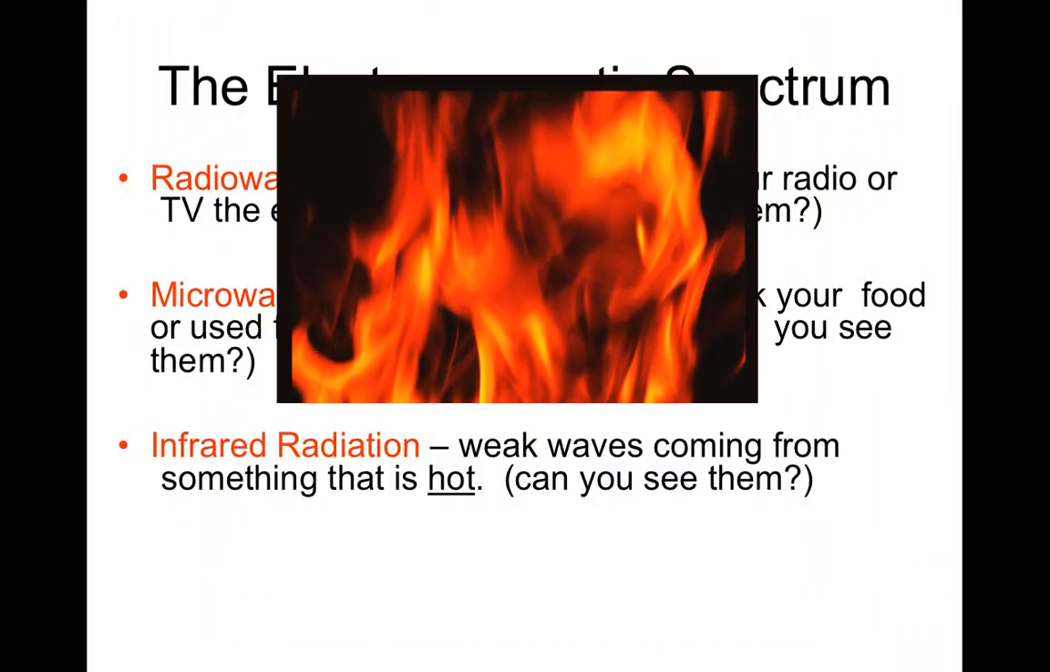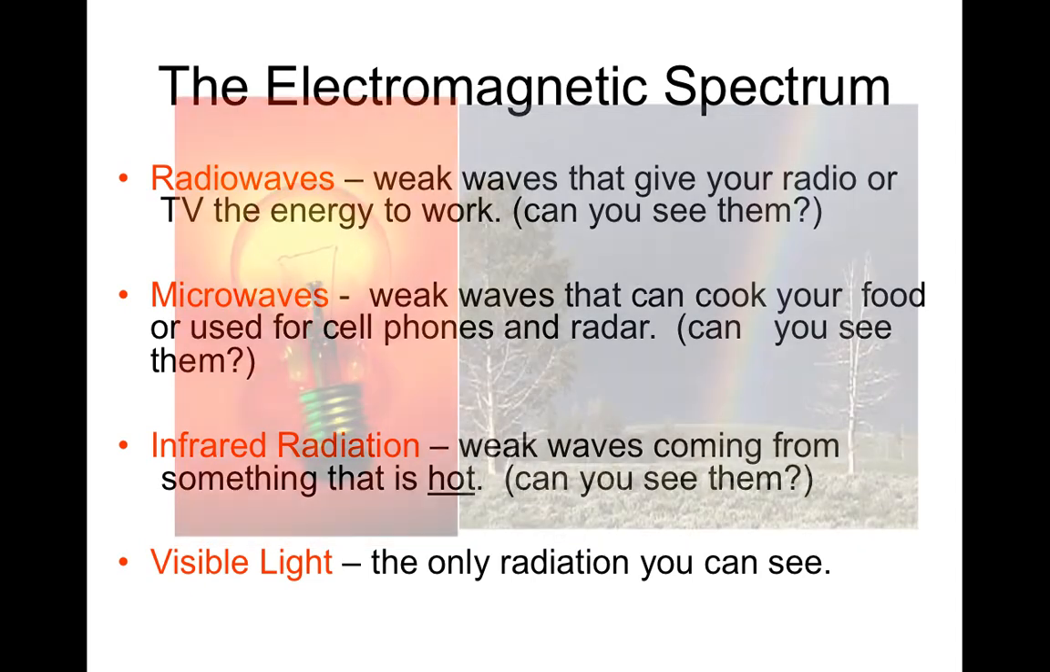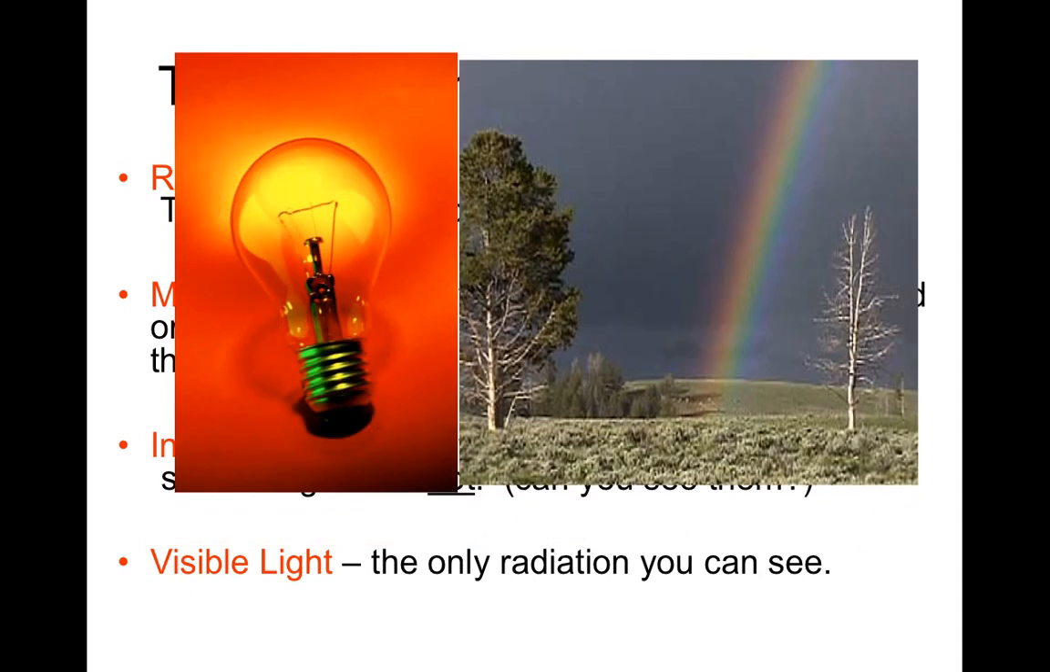Fire. Fire produces infrared radiation. It's weak waves coming from something that is hot. You can't see them though. You can see the fire itself, but not the infrared radiation. Visible light, the focus of this lesson, is the only radiation you can see. It can come from a light bulb or artificial light source, or something natural like the sun.